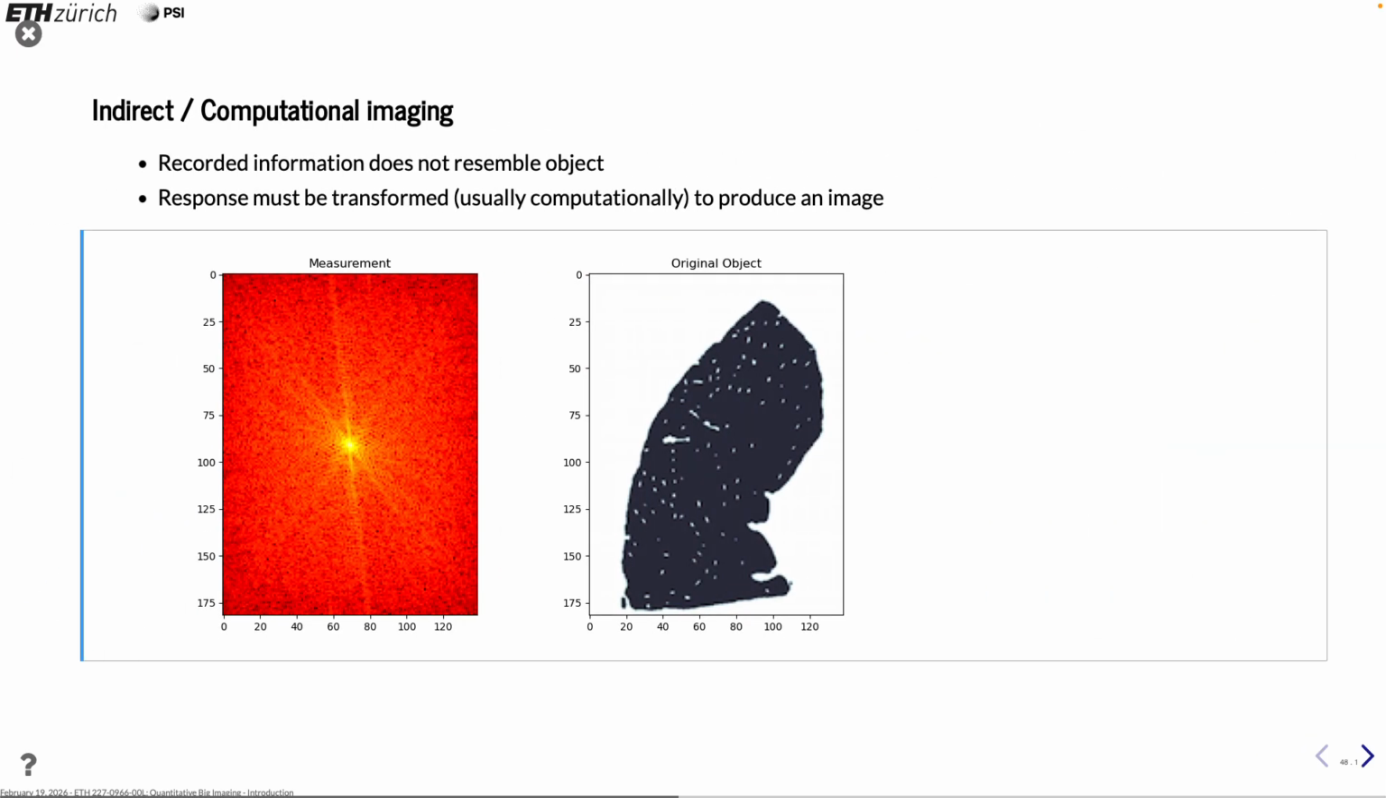Then you have the indirect or computational imaging, where you acquire data in a different domain than the actual spatial domain that you want to look at. So you need to apply some kind of transform to the data in order to produce the image. So for example here, we have a method that produces a Fourier spectrum of the data, and then you need to do the inverse Fourier transform to get the expected information.